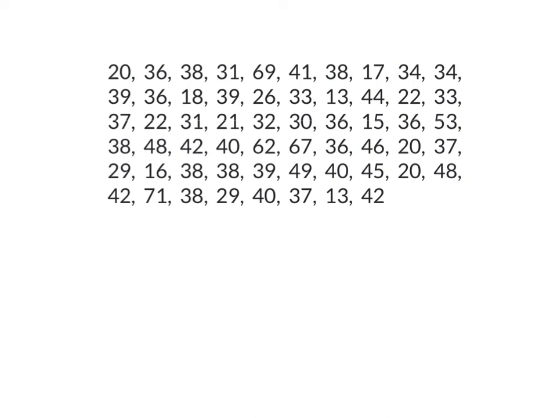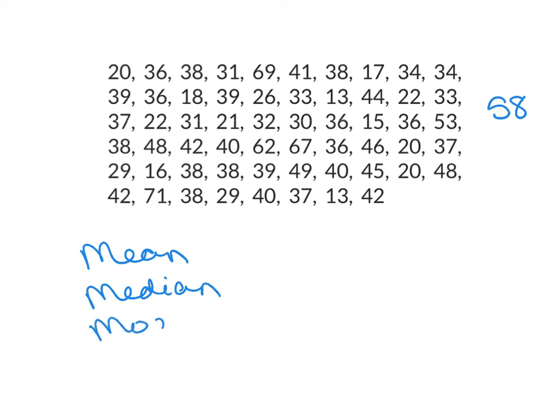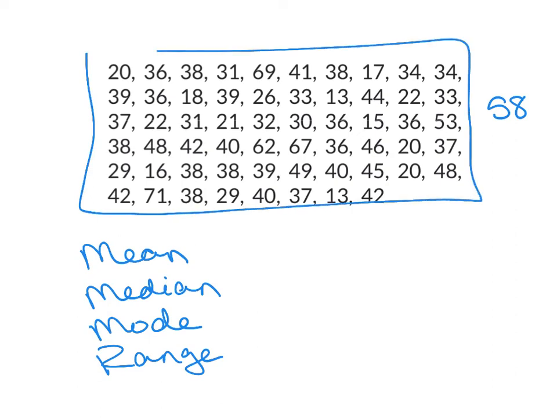Here again is my data from my project. You are going to use this data. Remember, there are 58 pieces of data here. I want you to find the mean, the median, the mode, and the range. By now, everybody should know how to find those 4 things. So you're going to use all my data, all 58 pieces of it, put it in order from least to greatest, and you're going to find the mean, median, mode, and range.